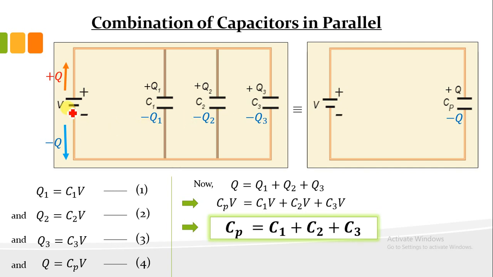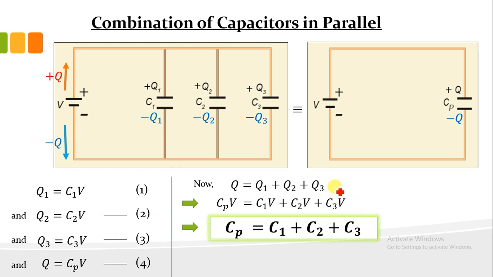And what about potential difference? Potential difference will remain the same for each capacitor, since the positive plate is connected with positive potential and the negative plate is connected with negative potential. This is the situation for all the capacitors. So you can say that potential difference across each capacitor is V. We have here the relations Q1 equals C1V for the first capacitor, similarly for second, third, fourth, and equivalent.